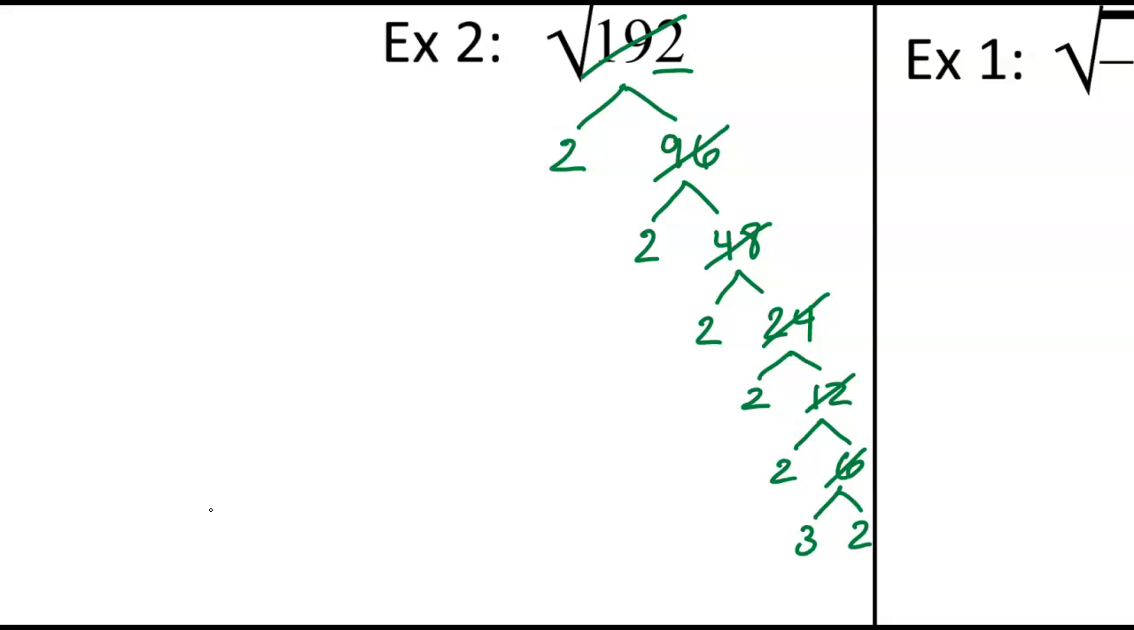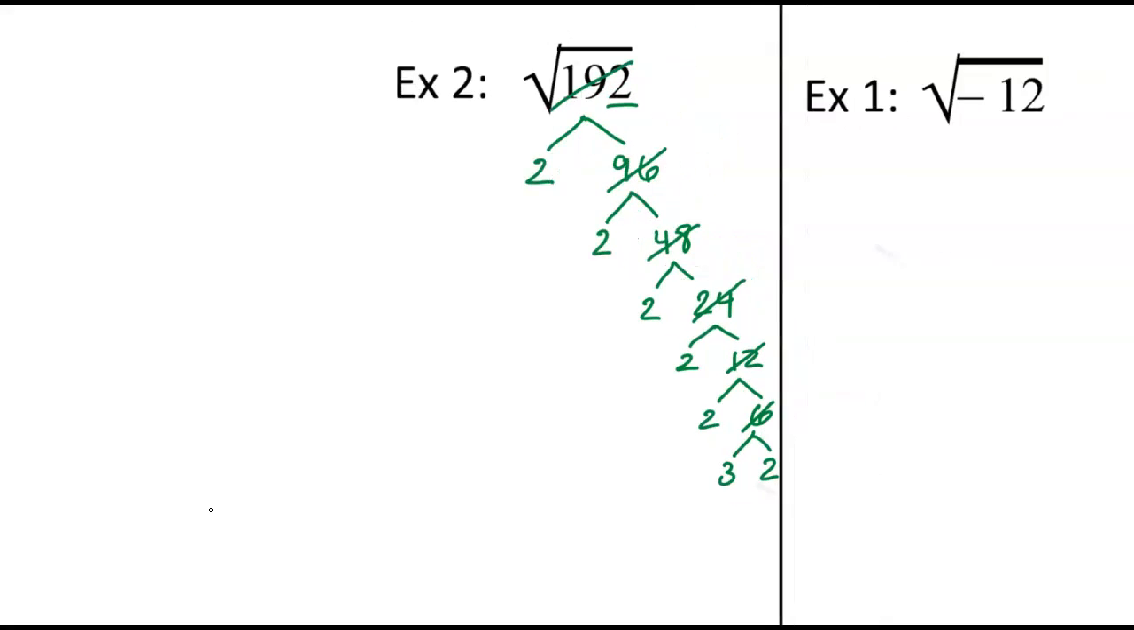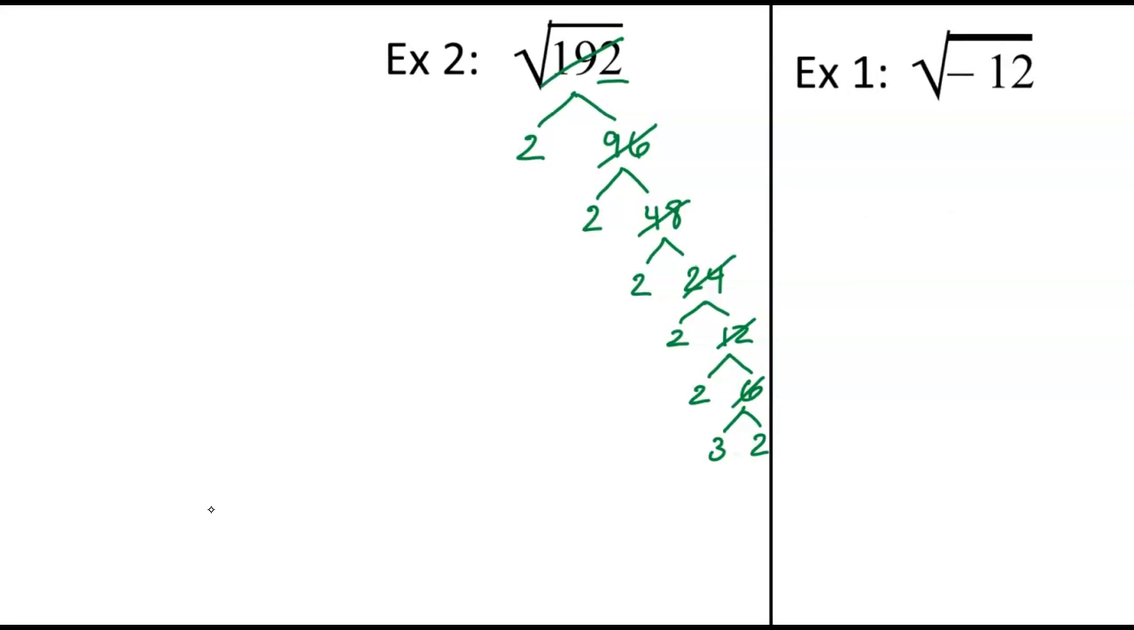Now, do we have any pairs? What are they? We have a pair of 2's. What else do we have? Another pair of 2's. What else do we have? Another pair of 2's. Notice how my last pair of 2's are not next to each other. This is fine. They don't have to be next to each other to be a pair. Okay?